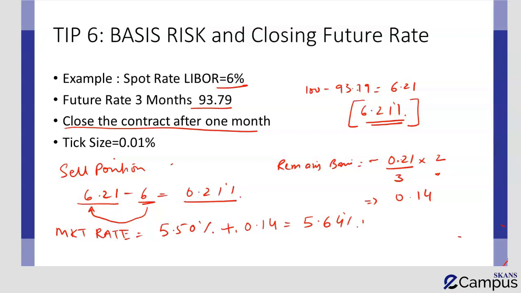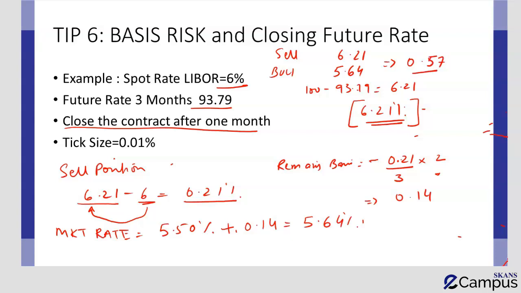So I have sold my future, so I took a sell position at 6.21 and now I have taken a buy position at 5.64 and the difference will be... Calculate that. That will come out to be 0.57. So this is a value that will come out.